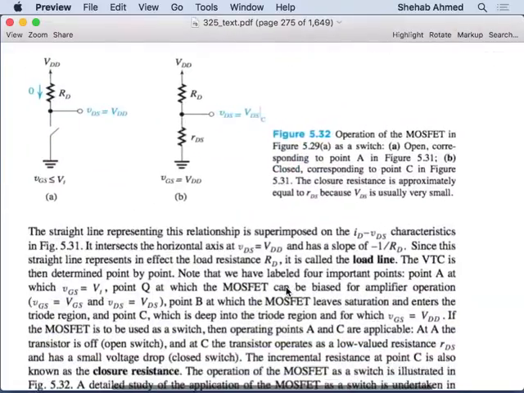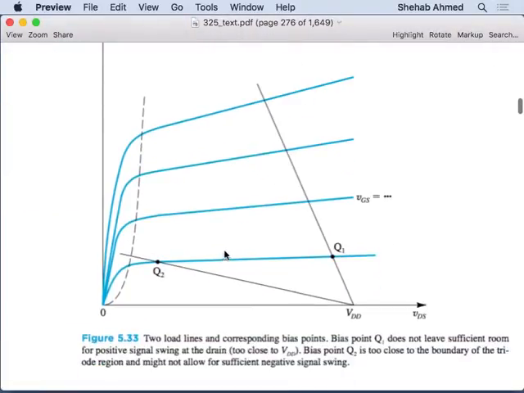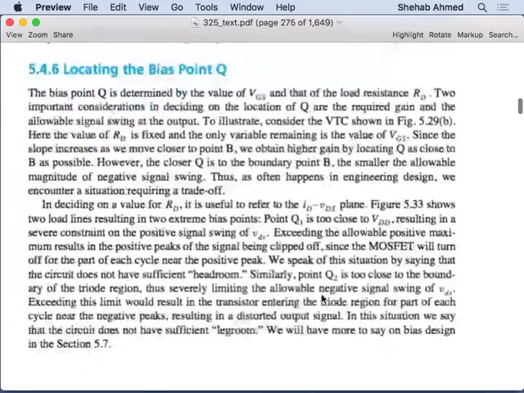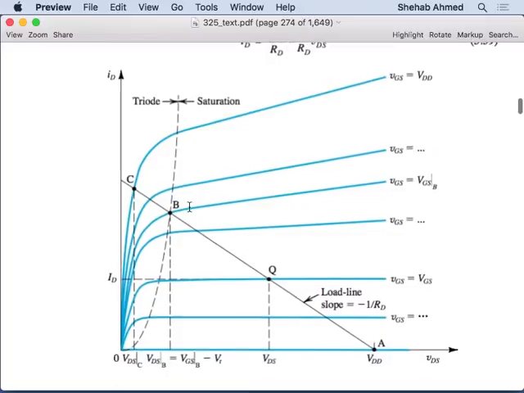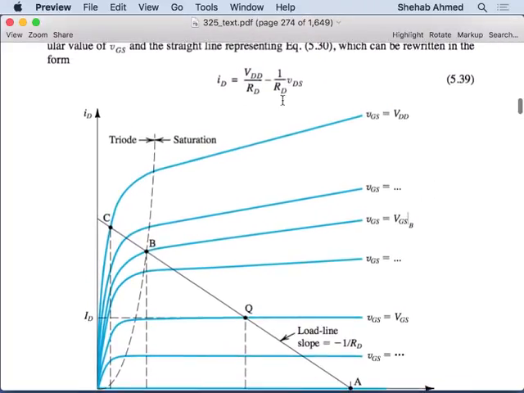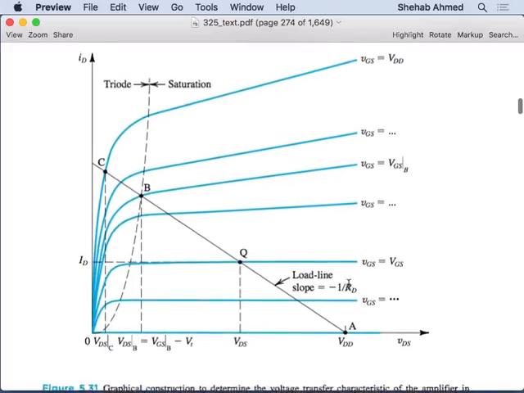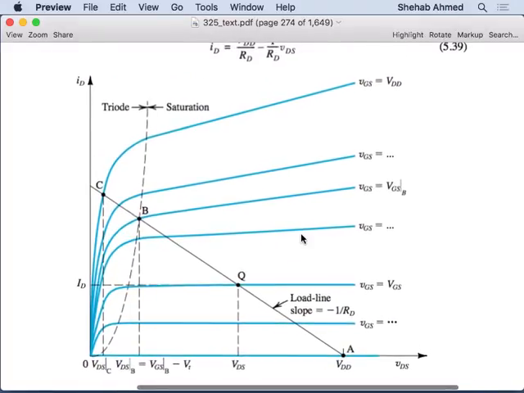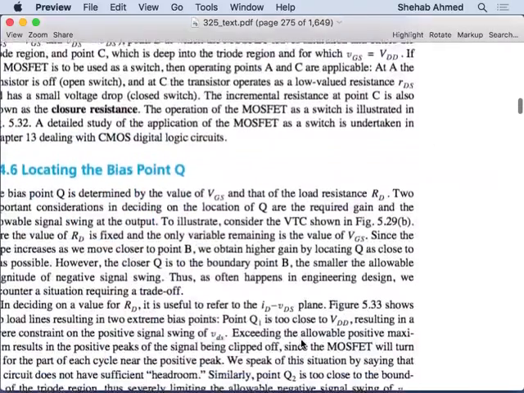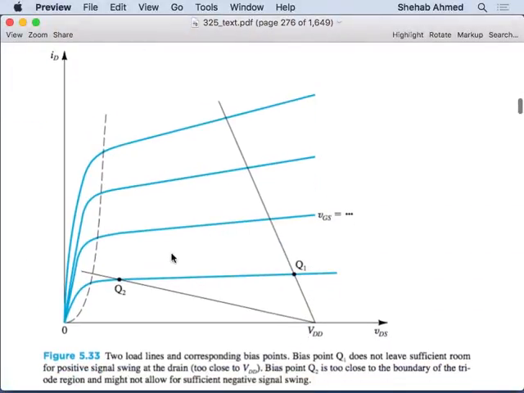So they show another example here. This is for a certain value of RD, and here another value of RD. Remember, the slope of this line is dependent on RD. The slope of this line is minus 1 over RD, right? So RD really defines this line, so it's going to define your ability to operate. For one value of RD, we get this. For another value of RD, we get this.